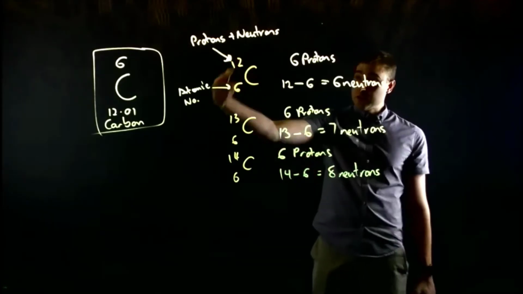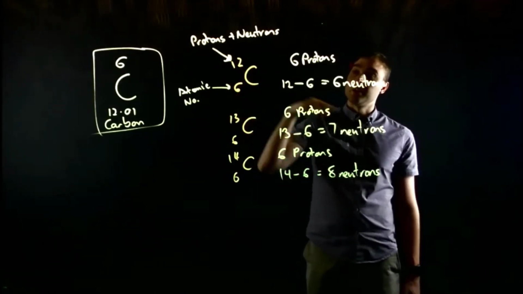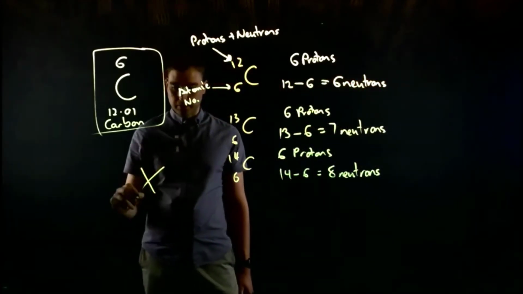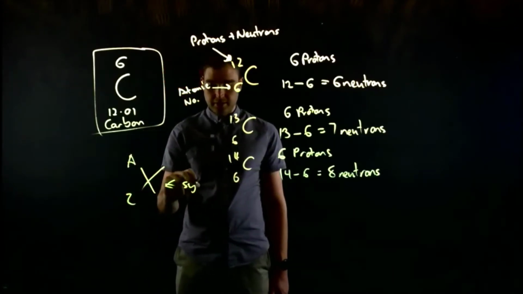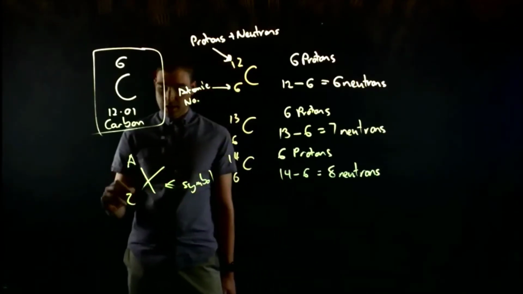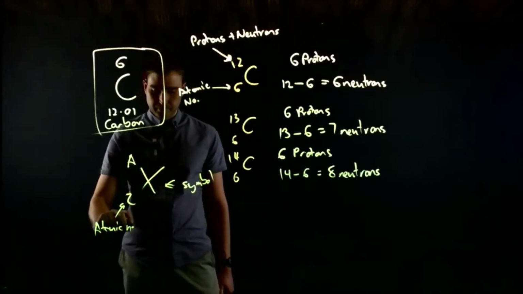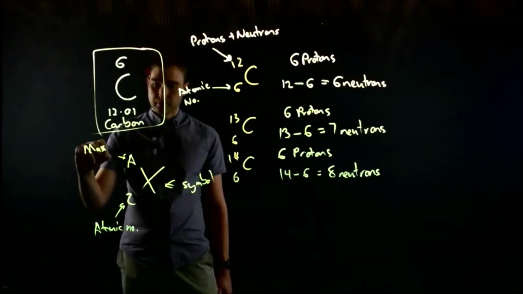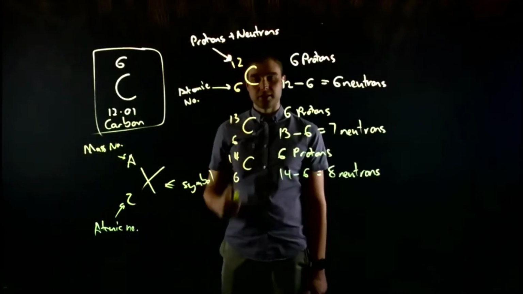Now, the way in which I've shown these symbols, where I've got the element symbol here, the atomic number down the bottom, and the mass number at the top, that's a very common way of doing it. So we have X, Z, and A. X is the symbol for the element. Z is the atomic number. And A is the mass number. That's a very common way of showing these isotope symbols.